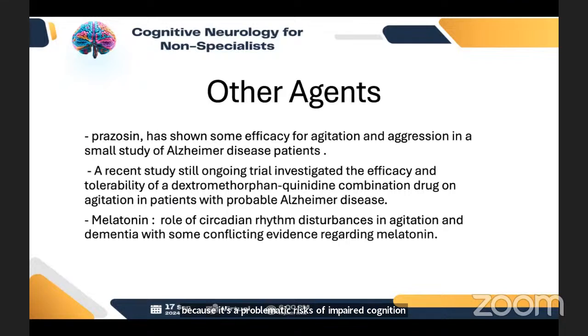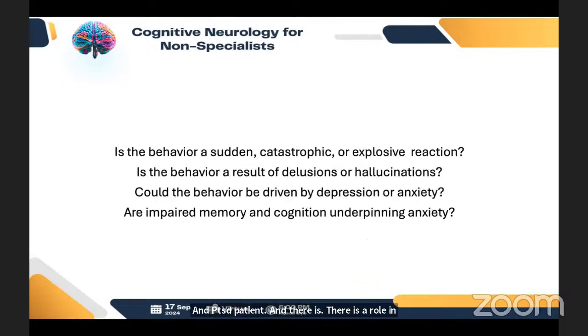Other agents that have been used also include prazosin, which is used to improve sleep in PTSD patients. Melatonin has a role in improving the circadian rhythm disturbances that are usually expected in those patients.